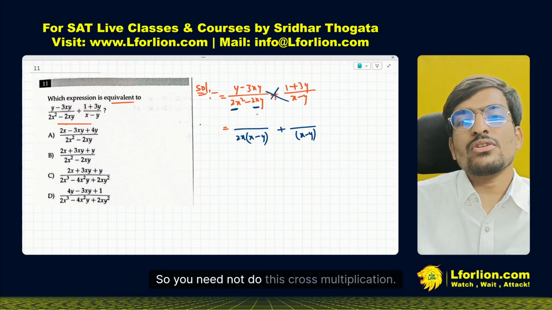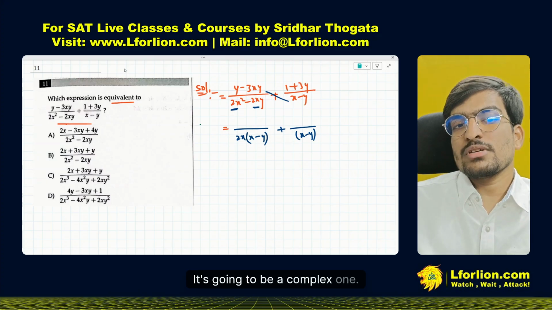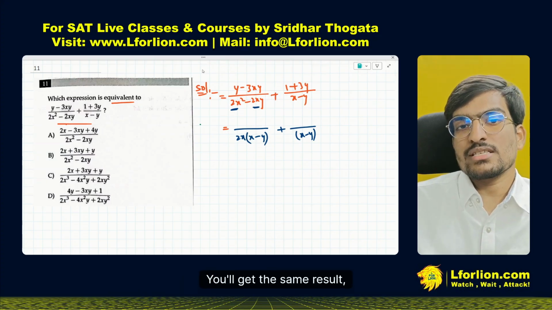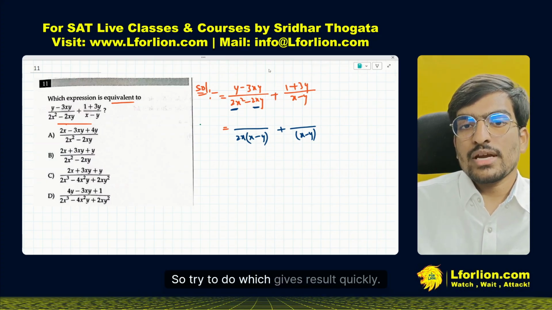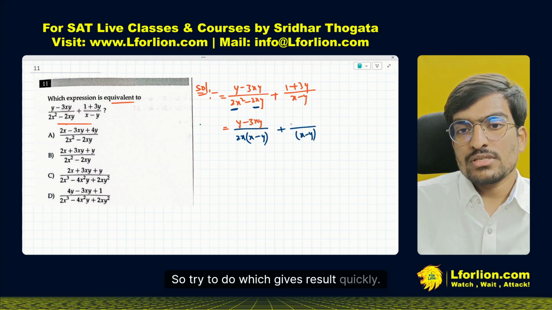That matches exactly with the denominator of the second fractional expression. So you need not do this cross multiplication. It's going to be a complex one. It's time consuming. You'll get the same result, but no. So try to do which gives the result quickly.